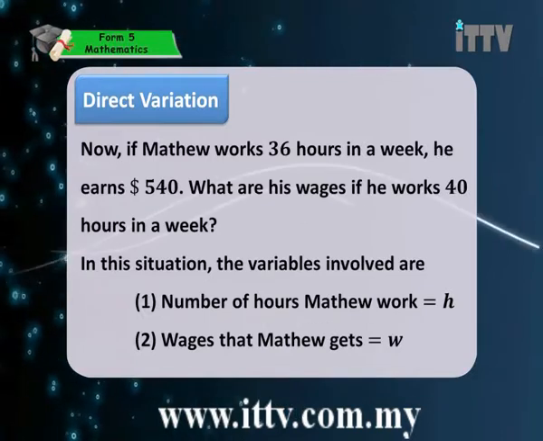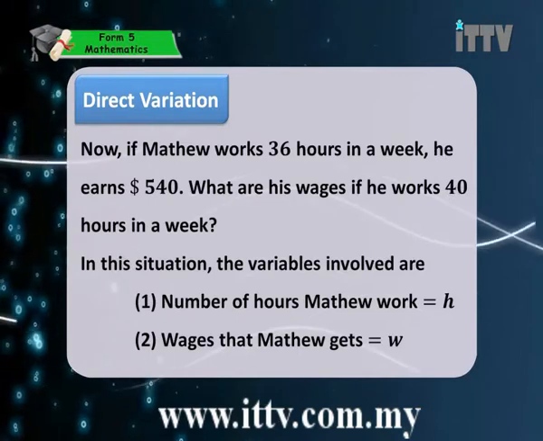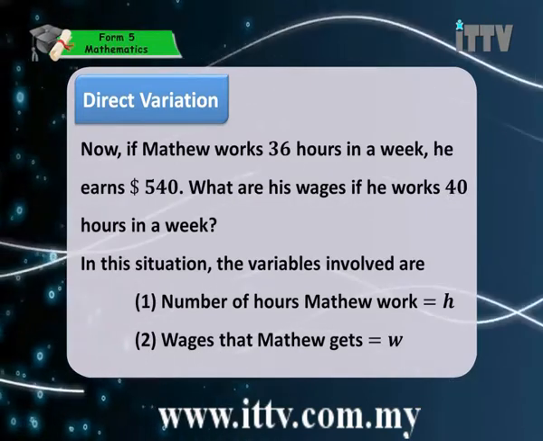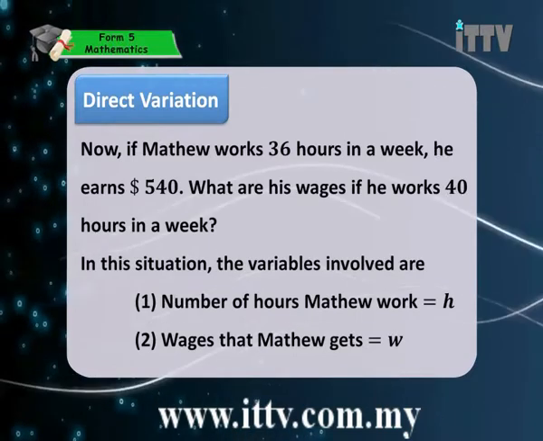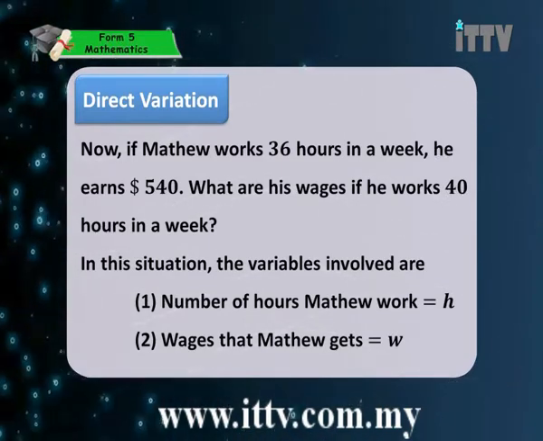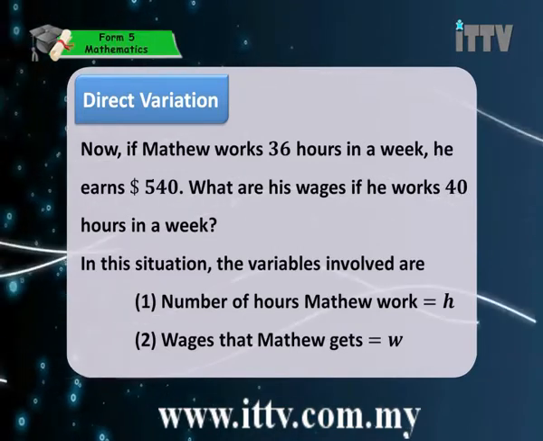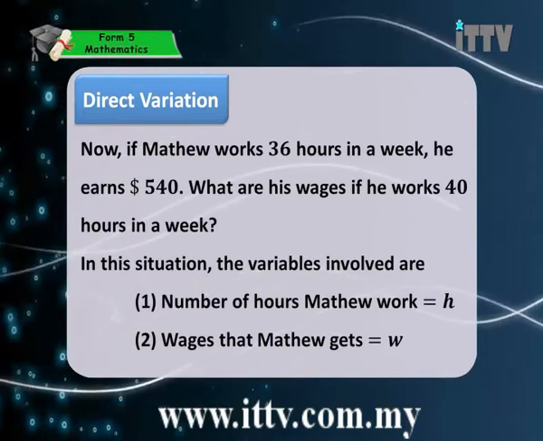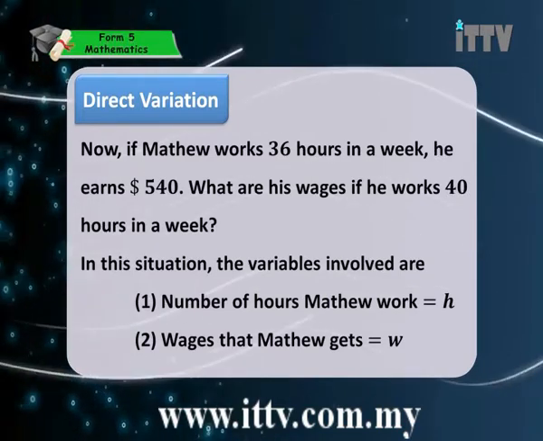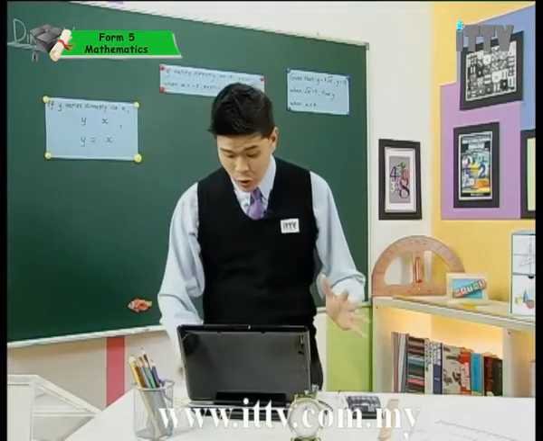Now, if Matthew works 36 hours in a week, he earns $540. What are his wages if he works 40 hours in a week? In this situation, the variables involved are: 1. the number of hours Matthew works, let it be H, and 2. the wages that Matthew gets, let it be W.